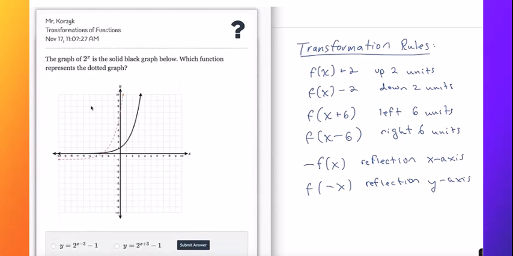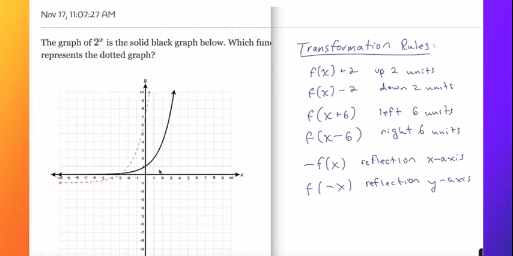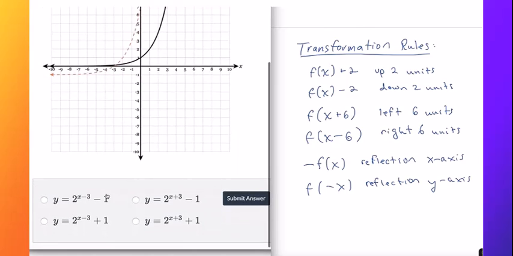Exponential graphs can be a little trickier. I recommend looking at the asymptote. So the black graph right now gets closer and closer and closer to the x-axis. So clearly the graph has gone down 1 unit because it's now getting closer and closer to the line -1. So I need to choose the point that goes -1. So it's going to be one of these because they're going to go down 1 unit. These ones would go up 1 unit.